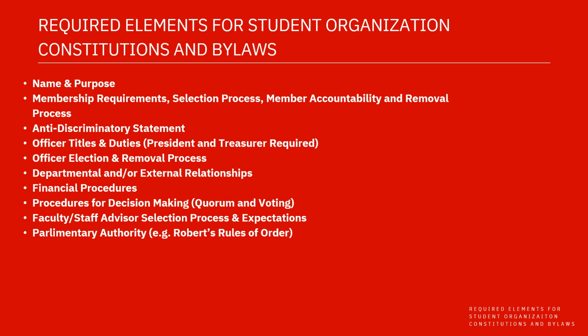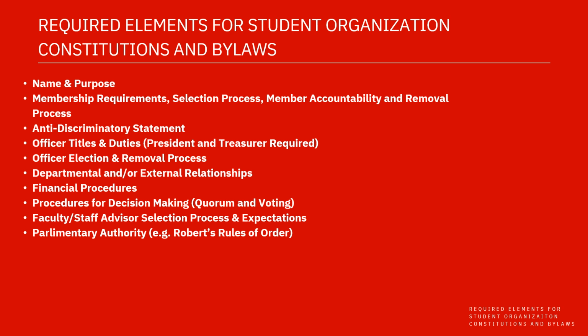What then are the required elements for your student organization's constitution and bylaws? We need you to include the name and purpose of your organization, as well as membership requirements, selection processes, member accountability, and removal processes. We also need you to include our anti-discriminatory statement. Please note this is the one thing that we need you to have in there verbatim, which you can find on our website.